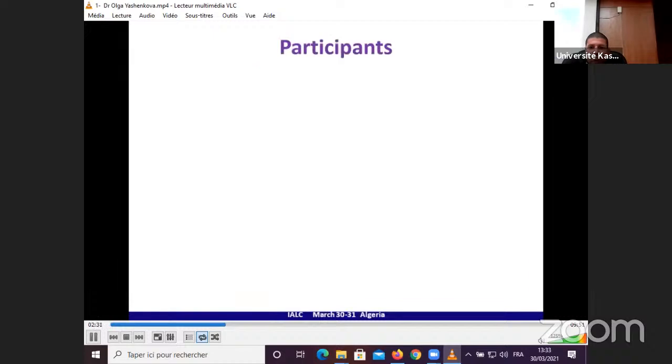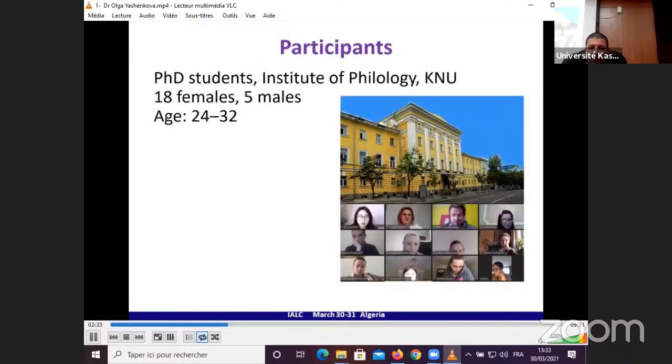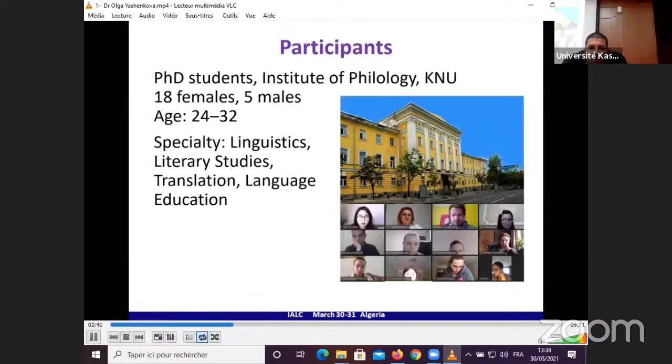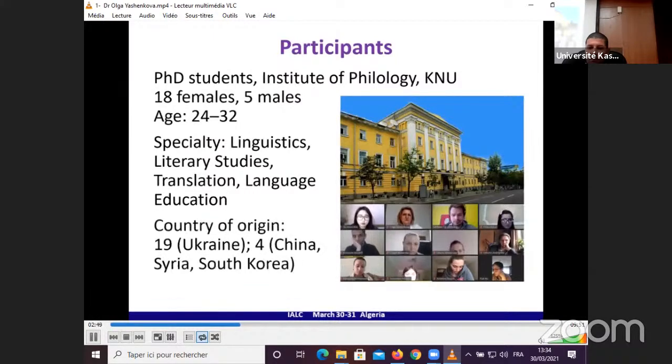The participants were PhD students from the Institute of Pedagogy, which is founded on the university. Most of them were females. They did their research in such areas as linguistics, literary studies, translation, or language education. Most of them were Ukrainian, but there were also some international students. And almost all of them were multilingual. They could speak and write at least 3 or even more languages.